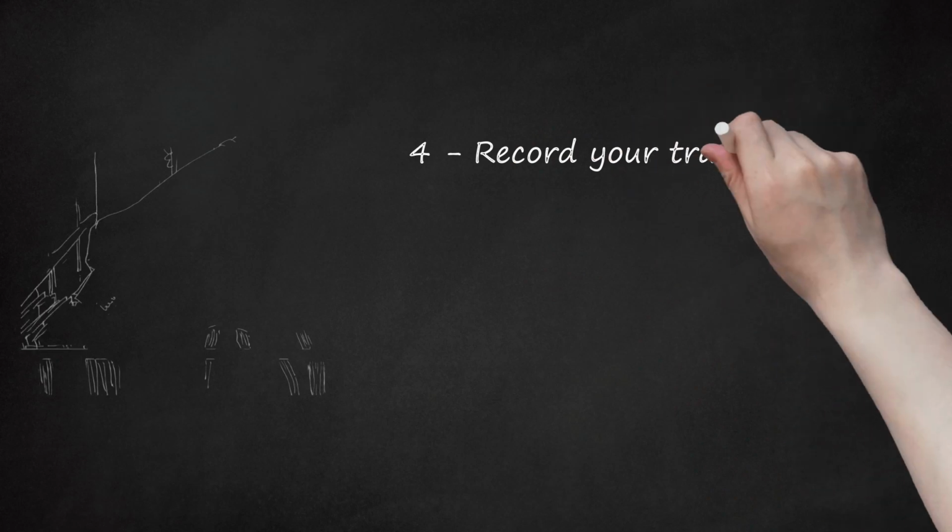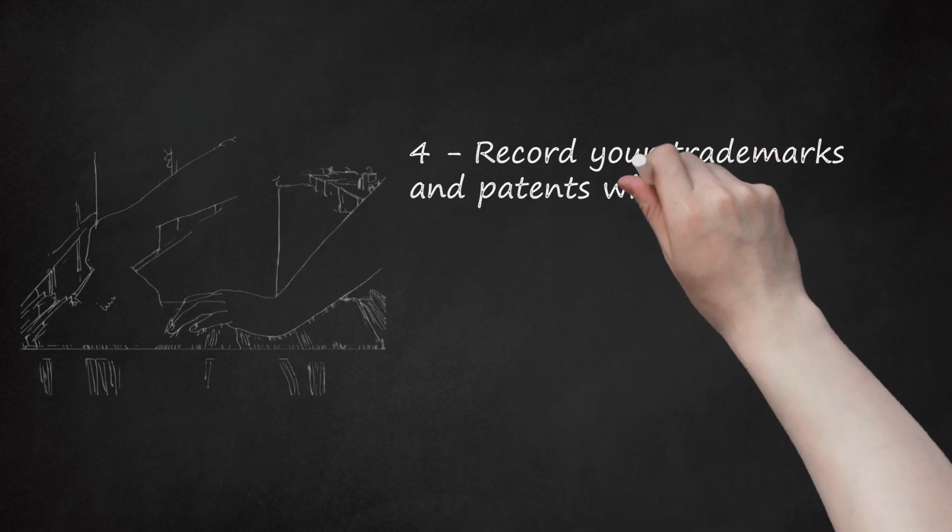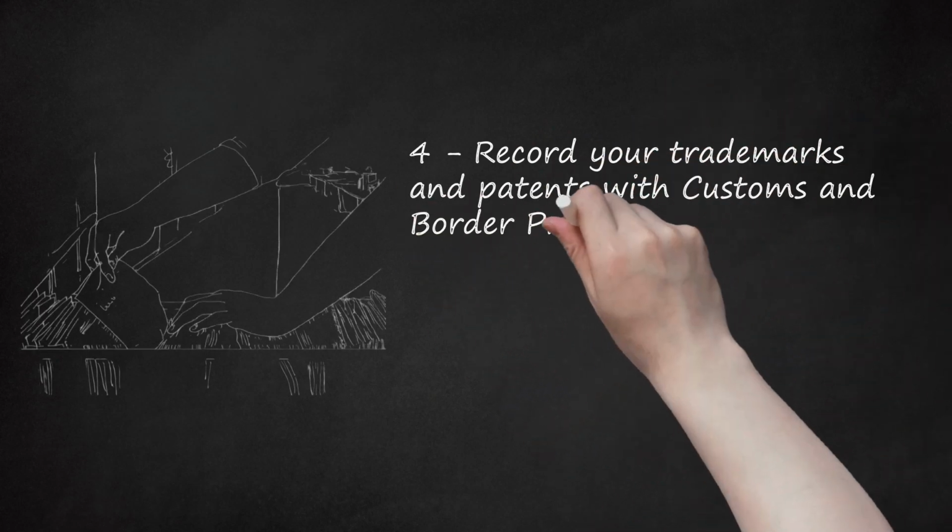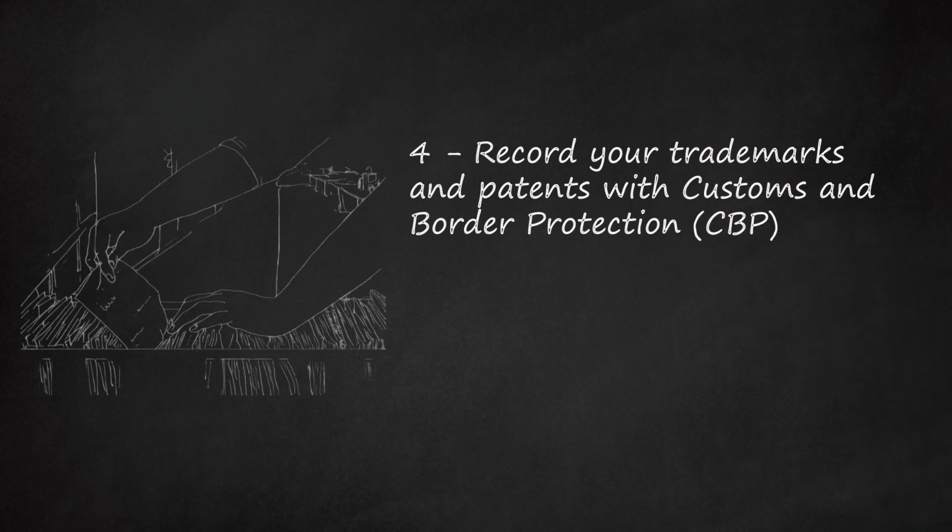4. Record your trademarks and patents with Customs and Border Protection, CBP. When you register your trademark or patent with CBP, they will have a record of your property rights and can help prevent the importation of infringing goods. For example, if you have a trademark over a certain brand name purse, and you register that trademark with CBP, CBP will have the ability to stop the importation of purses that use your brand name without your consent.